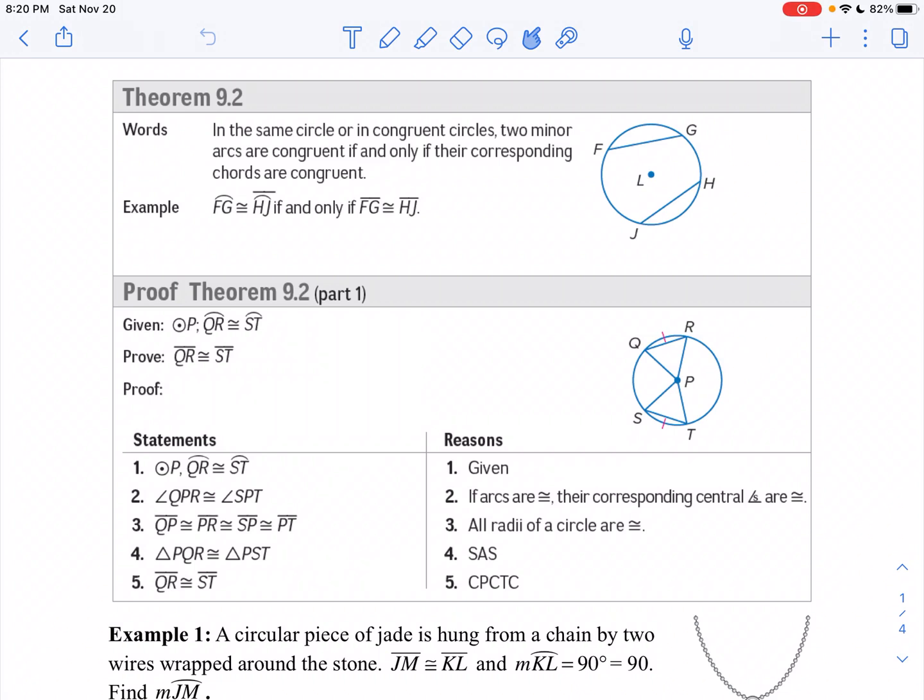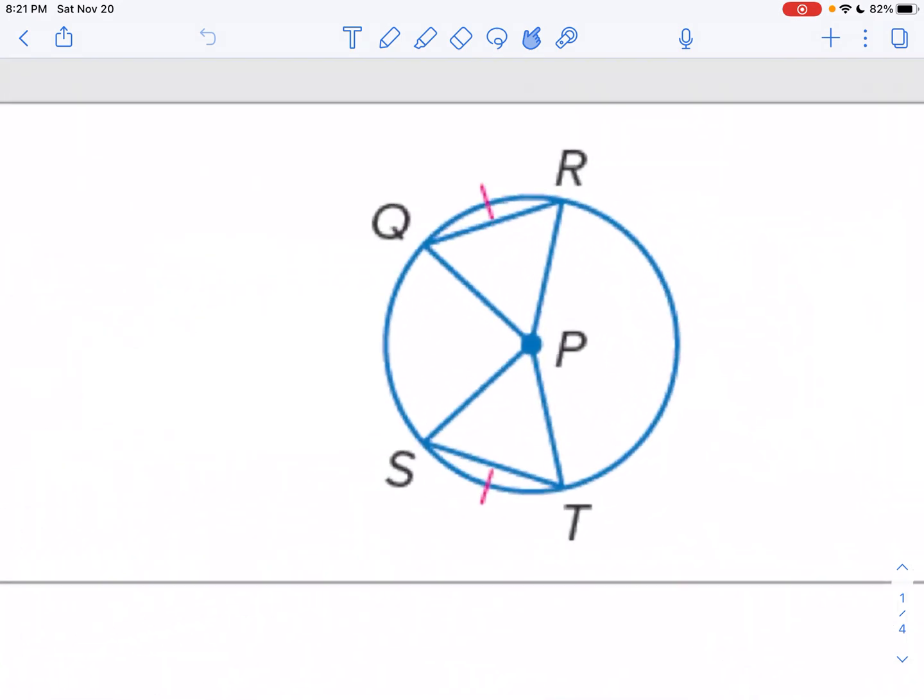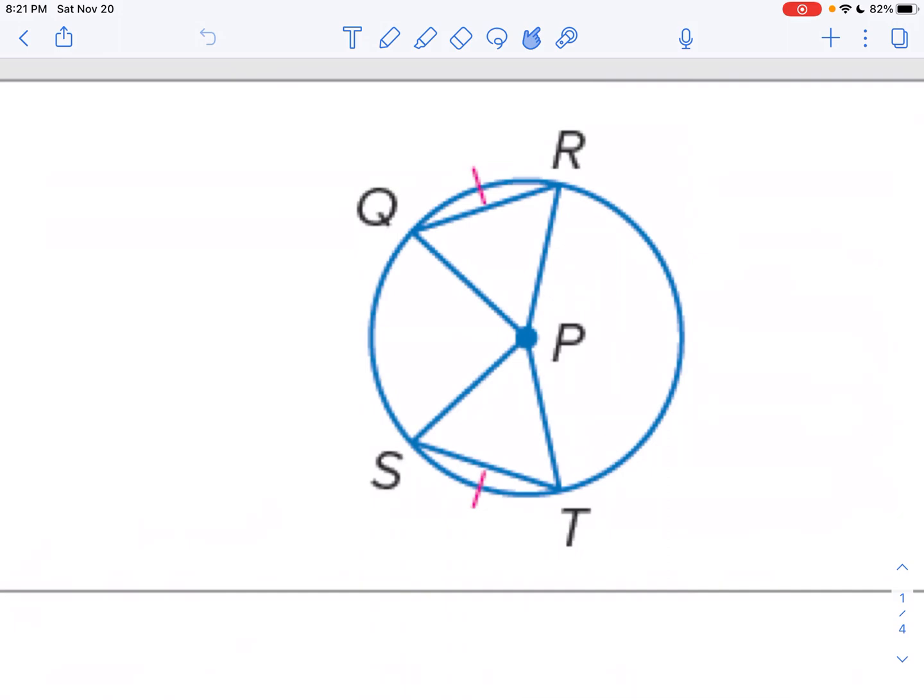Hello, in this lesson I want you to recognize and use relationships between arcs and chords, and I want you to recognize and use the relationship between arcs, chords, and diameters. We're going to start here by taking a look at this circle where you've got two arcs that are congruent to each other.